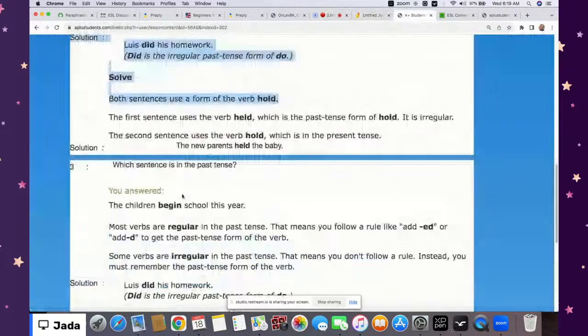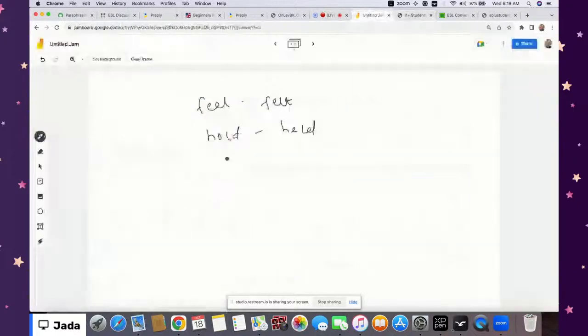The children begin school this year. So when we have begin, we're going to have began. So began, held, felt, all these are the past.